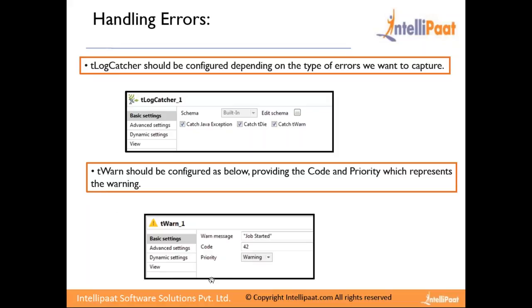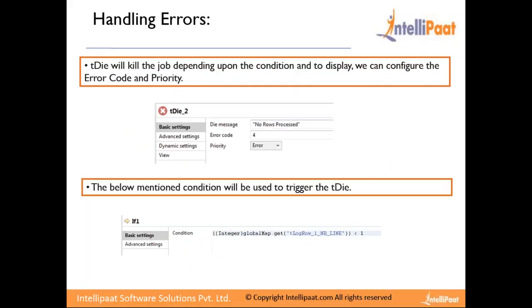tWarn is basically message throwing. Here you can give your custom message with any of the code levels that you want and its priority, whether it's warning, error, fatal, or debug. You have the drop down list, you can select from the priority section.